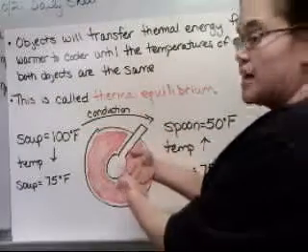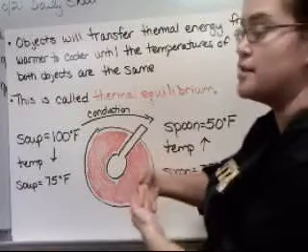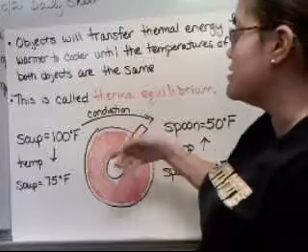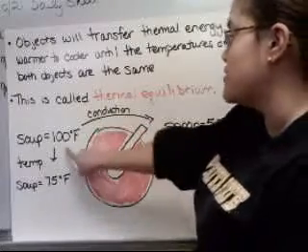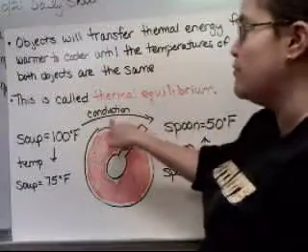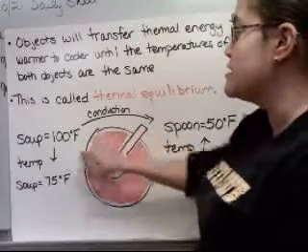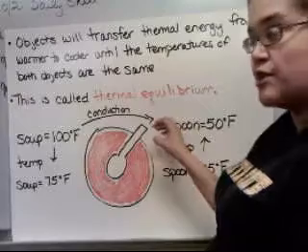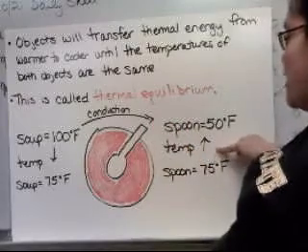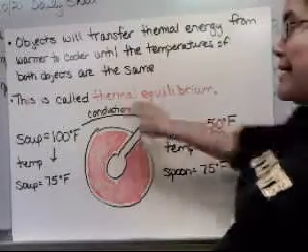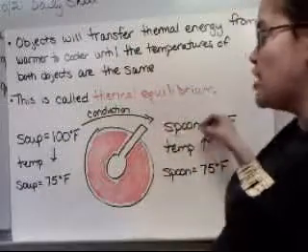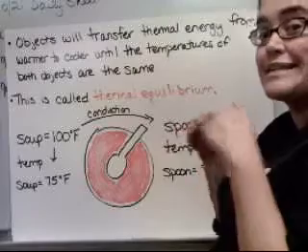And since they're touching, the soup and the spoon are touching each other, that is through conduction. We learned that in the last video. So we're going to transfer thermal energy from the soup to the spoon via conduction. The temperature of the soup is going to go down as it loses its thermal energy, and the temperature of the spoon is going to go up as it gains thermal energy. And they're going to keep transferring that energy over until their temperature is the same.